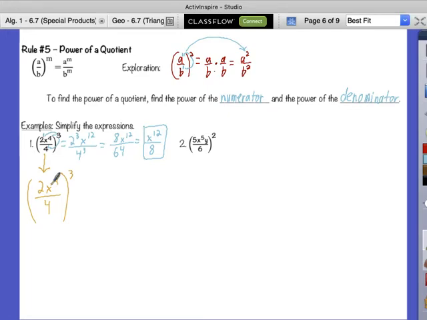What I can do is simplify this 2 and this 4. What goes into both numbers? It's 2. It goes into 2 once, it goes into 4 twice. So now we have x to the 4th over 2, all being raised to the power of 3.